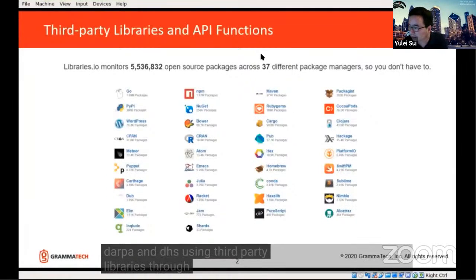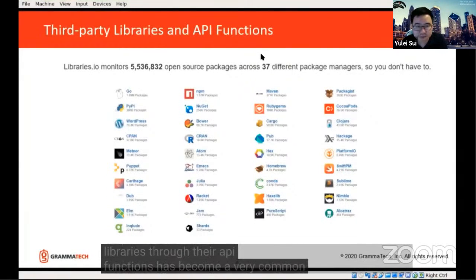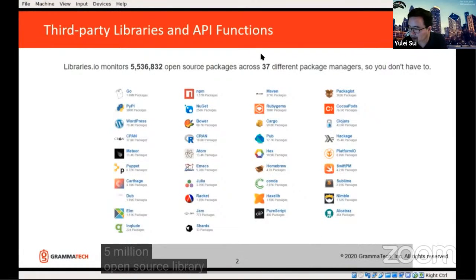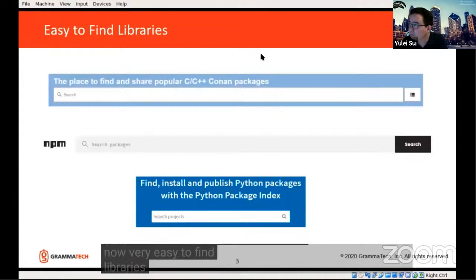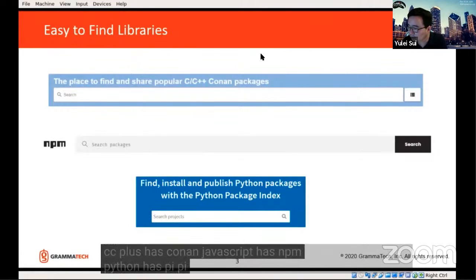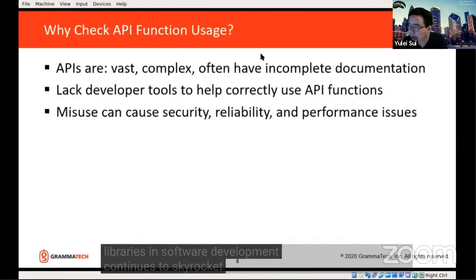Using third-party libraries through their API functions has become a very common software development paradigm. Most modern software across different programming languages heavily makes use of third-party libraries. According to libraries.io, there are over 5 million open source library packages available across multiple different package managers. In fact, it's now very easy to find libraries in your favorite programming language. C++ has Conan, JavaScript has NPM, Python has PyPI, and the use of libraries in software development continues to skyrocket.